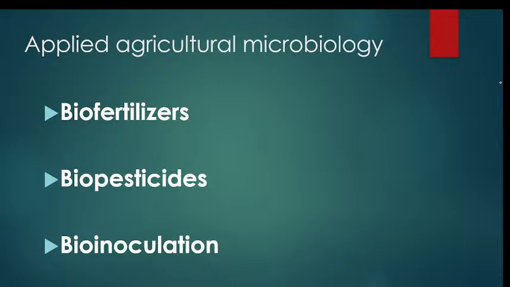Then biopesticides. Biopesticides are very important. In biopesticides, we have the BT toxin. BT is a short form of Bacillus thuringiensis, which is a bacterium. Bacillus thuringiensis produces a toxic substance, and this toxic substance will kill lepidopteran insects. So if this Bacillus thuringiensis is sprayed on the plants, it will control the lepidopteran insects such as moths and butterflies.